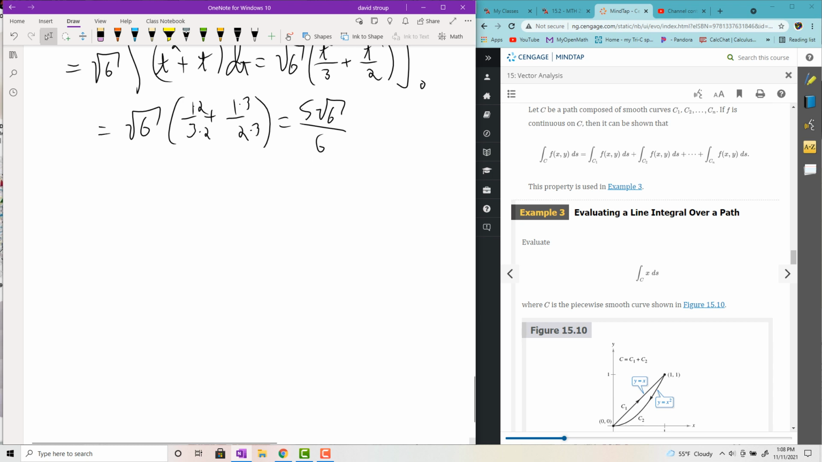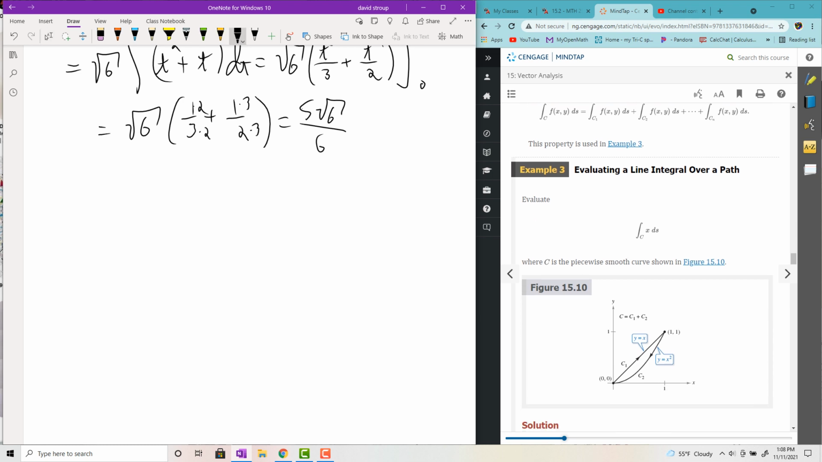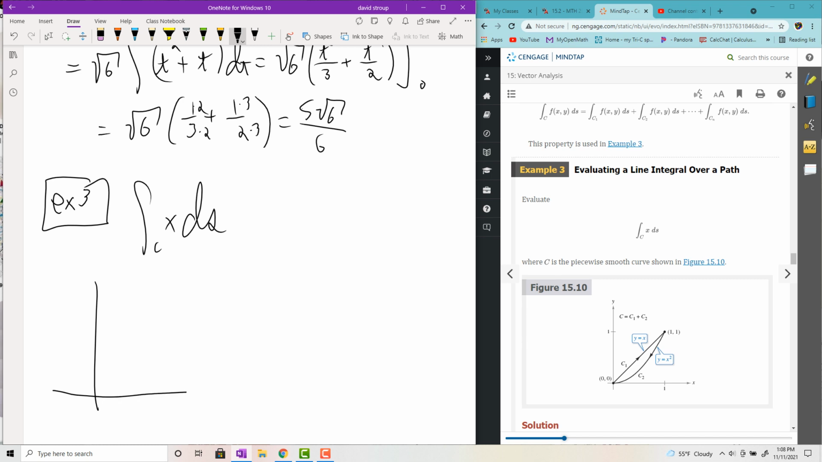So again, example 3 is just kind of the same kind of game. Example 3 here, line integral of x ds, and we have 2 curves this time, so you're going to have to do 2 pieces. So first we go out on y equals x to 1, 1, and that's C1, and then C2, it looks like we're going on y equals x squared, right?